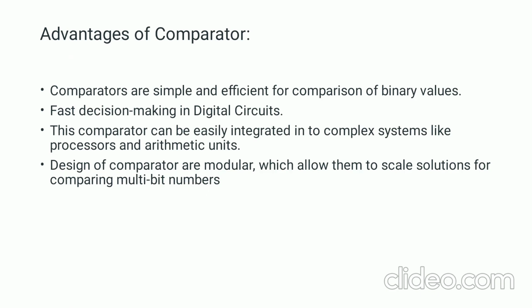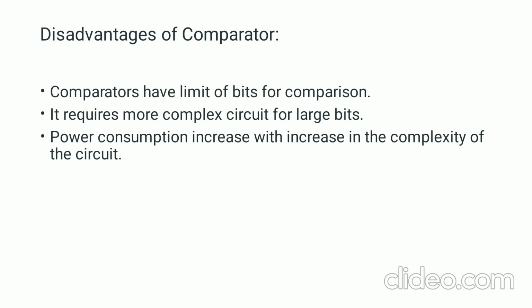So the advantages of comparator. Comparators can be used in fast decision making circuits, and we can use the comparator circuits in processor and ALU units. The disadvantages of comparator: when we take small bits the circuit will be simpler. When you are going to take large bits, the circuit will be complex, and it needs more power consumption.